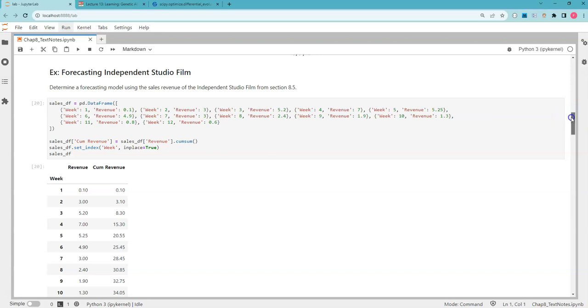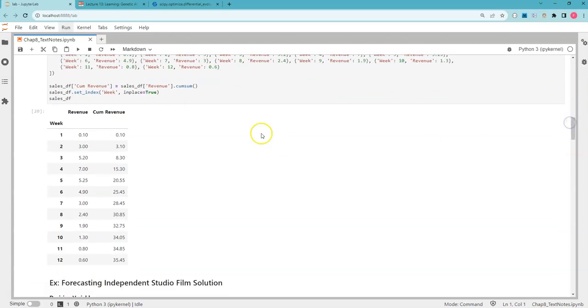And so that's what I have here in this sales data frame. You can see it's indexed off of the week, so we're just numbering weeks 1 through 12 there. That'll end up being our time steps. And then we're going to have recorded the revenue that's generated for each week. And so that's what you see as the second column here. And then the third column is just going to be the cumulative revenue. So for instance, in week 2, you've accumulated 3.1 units of revenue. By week 4, it's been 15.3, so on and so forth there. And so that's the data that we have to work with.